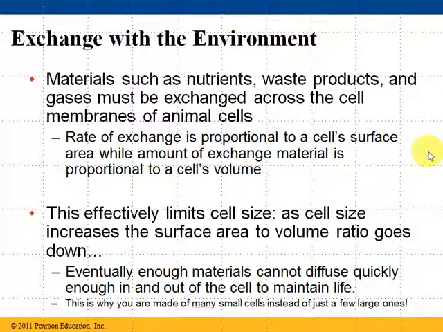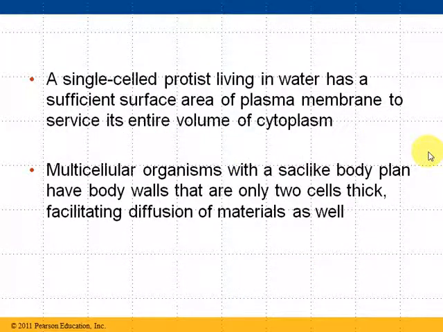Now if you're a single-celled little creature, say a single-celled protist living in water, you have no problem with this. You have plenty of surface area of plasma membrane to your entire volume of cytoplasm. So you have no problem getting material in and out. You've got lots of surface area to transport material through.